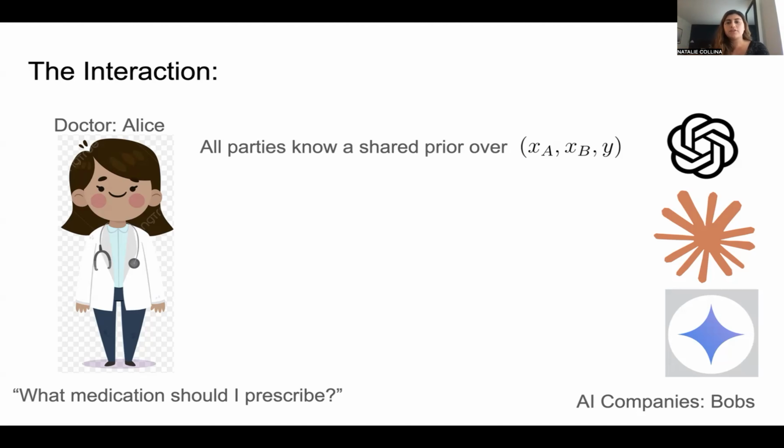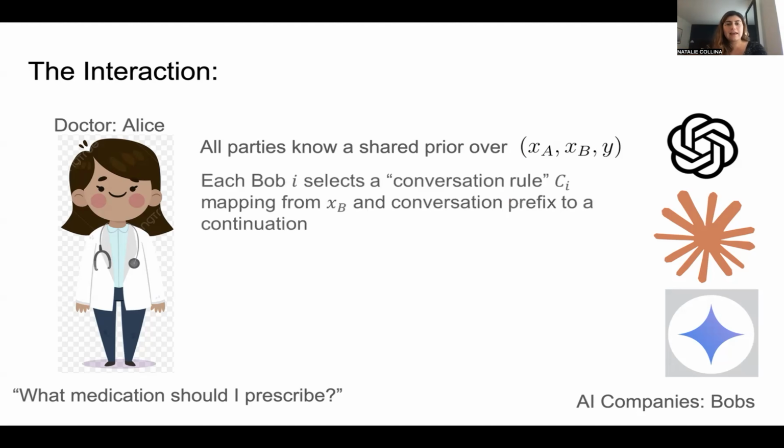So all the parties know the shared prior, and each Bob is going to select a conversation rule, which maps from this hidden information and a conversation prefix to some continuation of the conversation, right? Because of course, the way that people interact with AI systems is they usually don't just ask one question, they engage in a conversation to try to get more information. And that's something that's captured in our model.